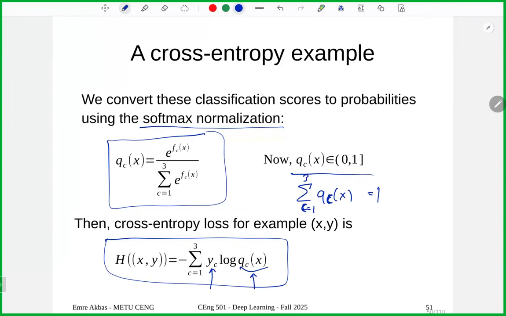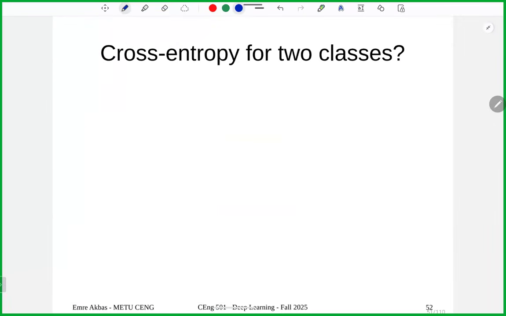Okay, so this is cross entropy for multi-class classification. Let's look at cross entropy for the binary classification task, so just for 2 classes. In this case, if you use the convention in the previous slide, for class 1, we are going to have F1, so W1 transpose X, right?